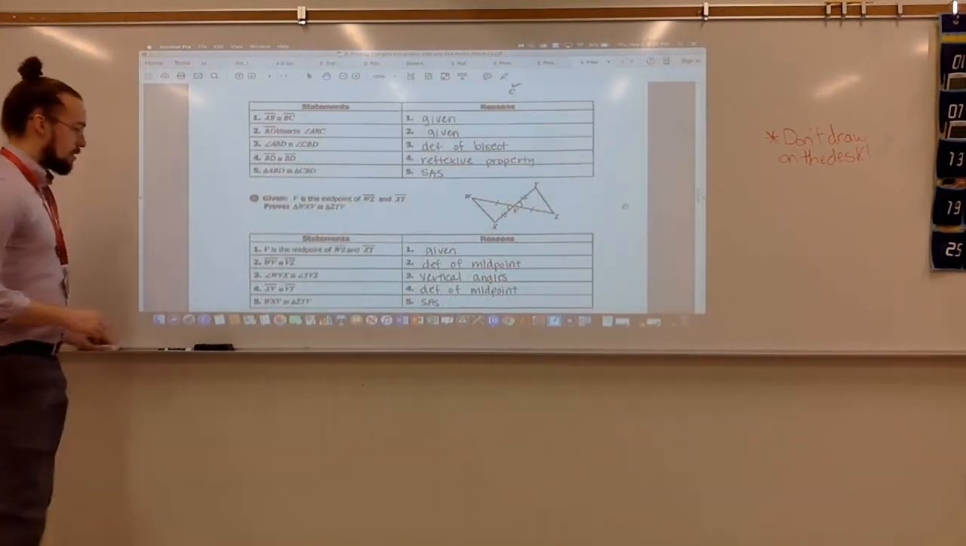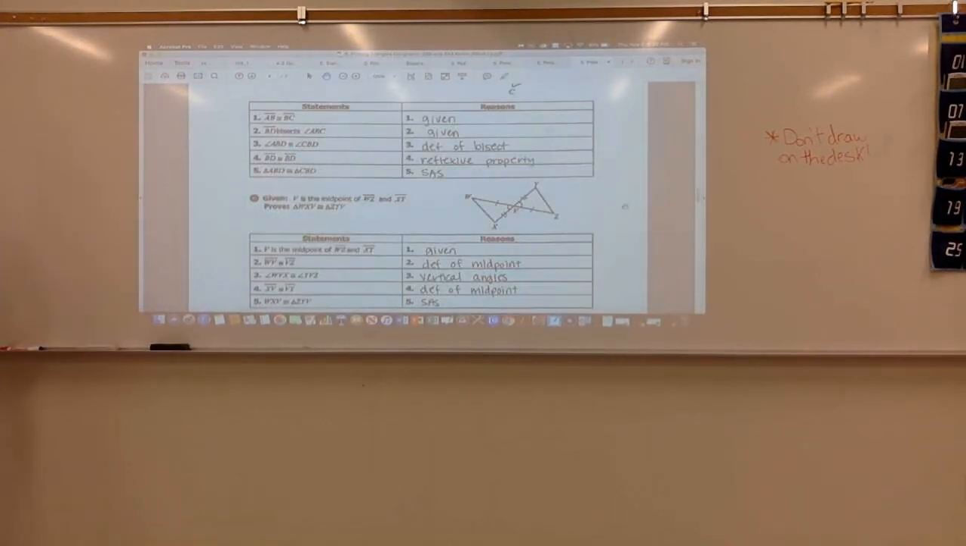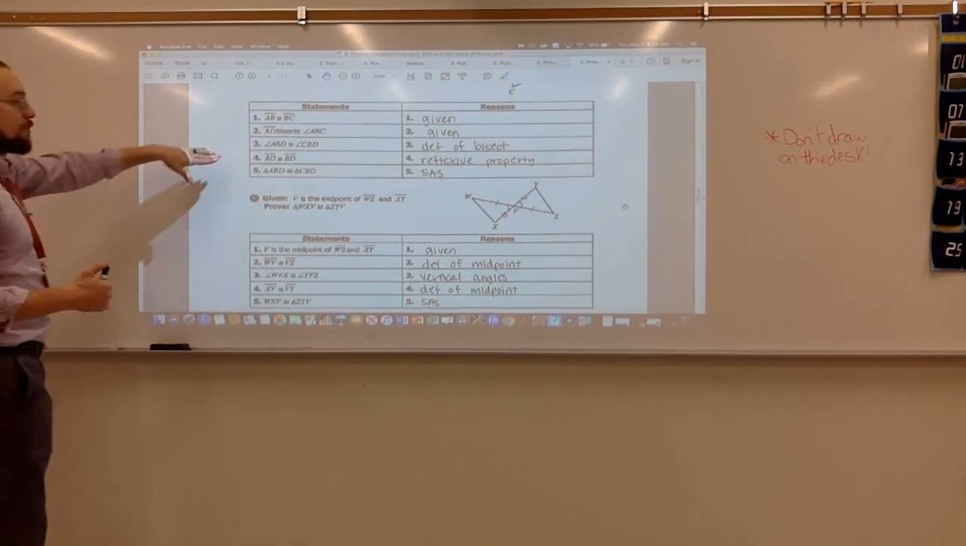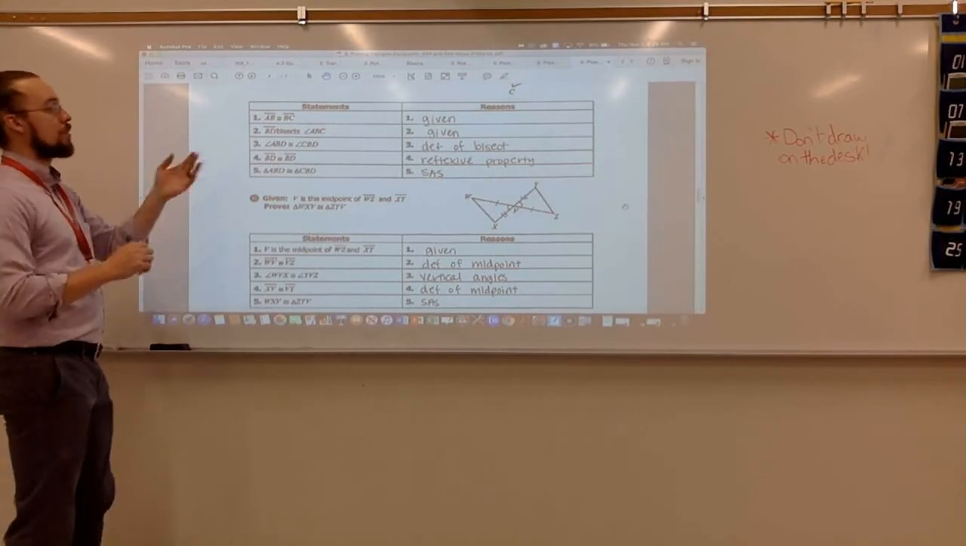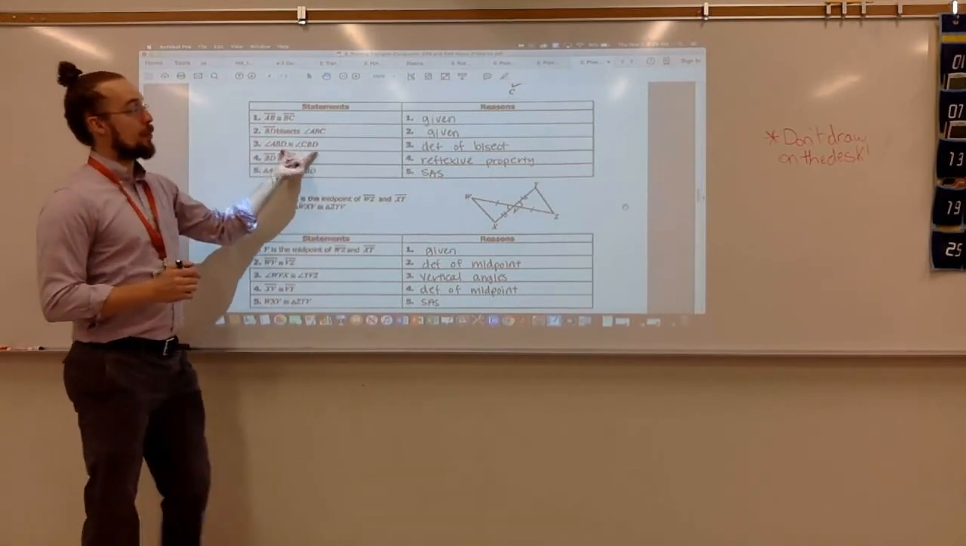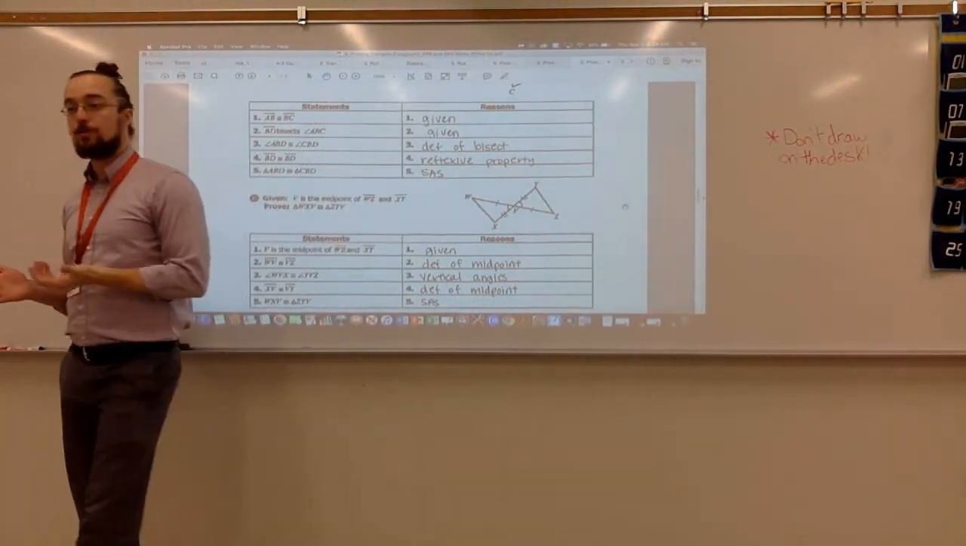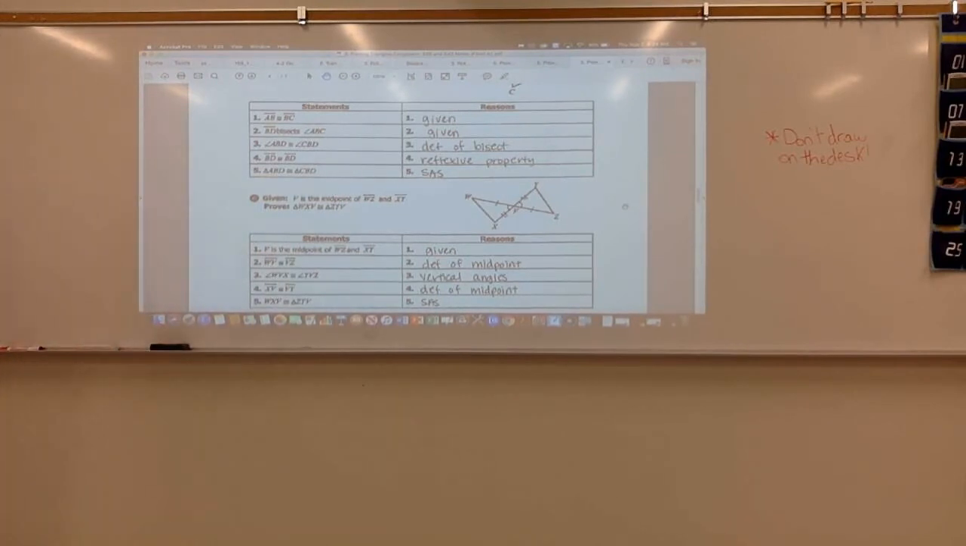All right. Take a look up here at 5 and 6. One of the different ones on number 5 was the third line, showing that those two angles were congruent by definition of a bisector.